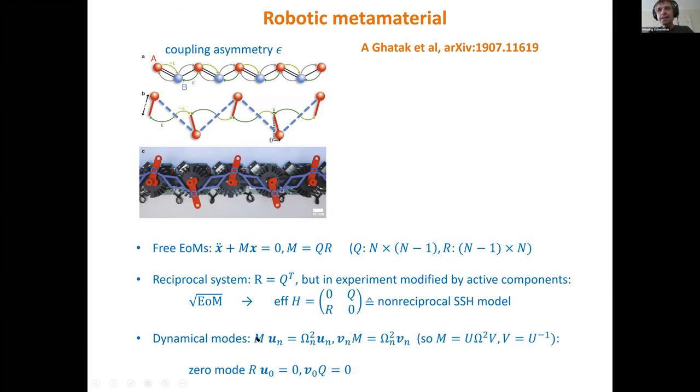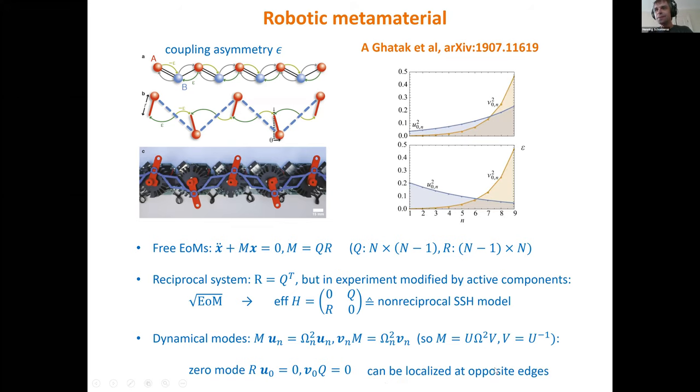So you can look at the dynamical modes. The frequencies are the eigenvalues of this matrix, or the squared frequencies are the eigenvalues of the matrix M. This is really just the same thing. But if you look at it through this effective Hamiltonian, you will find that there's always also a zero mode solution. And this is because of the dimensionality of the matrices. You have one less constraint than variables if you try to solve these equations. So you find some finite solutions.